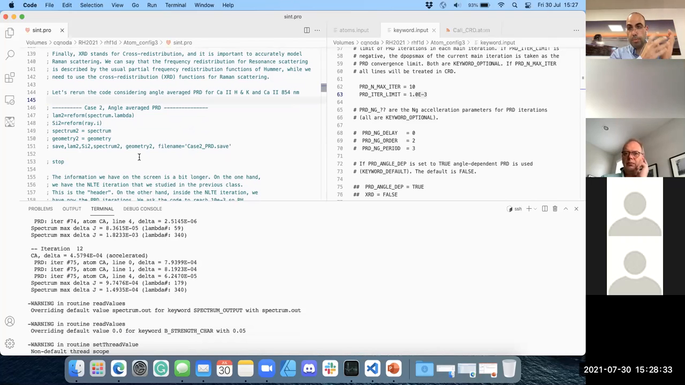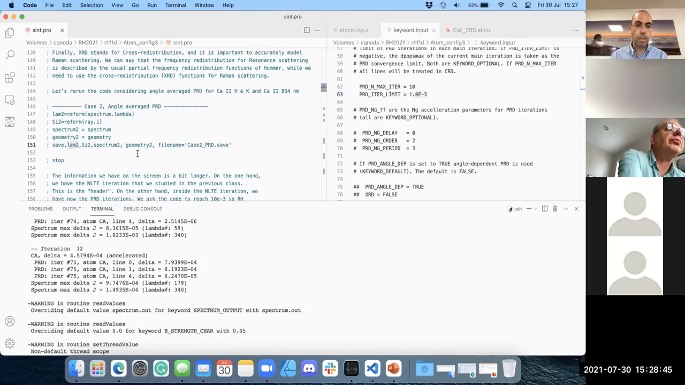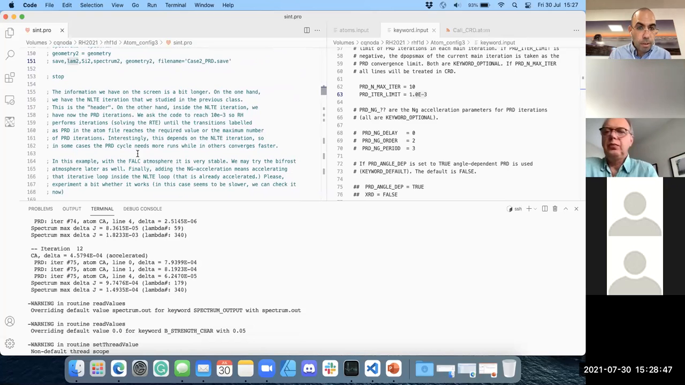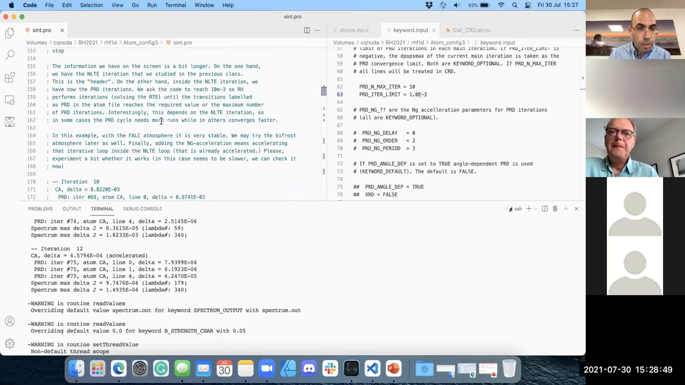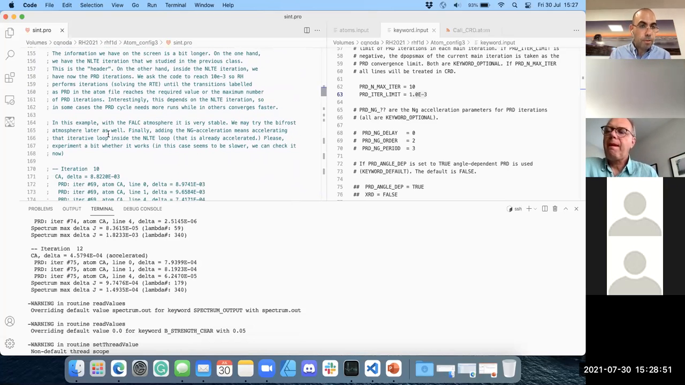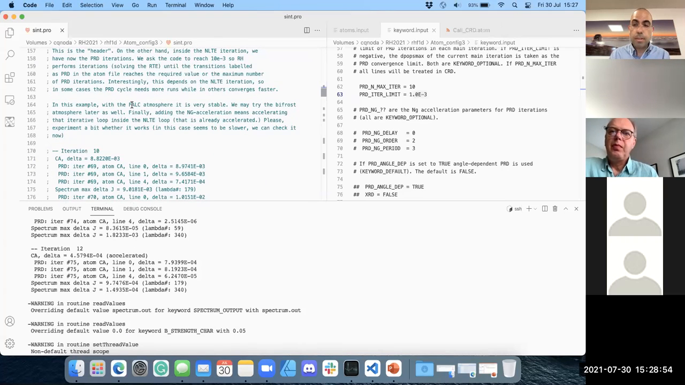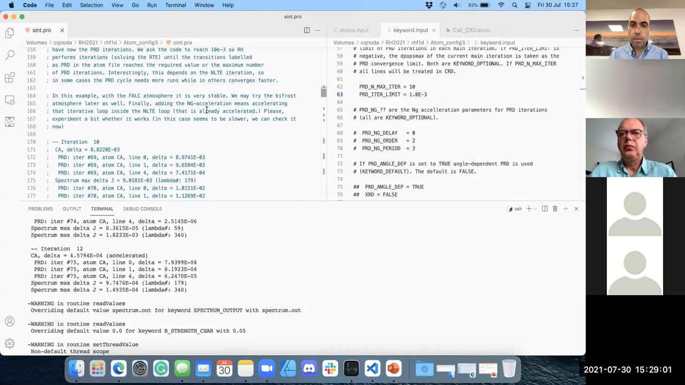Both the non-LT problem and the PRD computation were complete. So then I'm saving now this as a lambda 2 and Stokes I2, okay? So I think this is all I said here. Yes, and I'm saying also that FALC, it's very easy to do. We will check bifrost later if we have time. But in this case, I tried NG acceleration, and it's a bit slower.